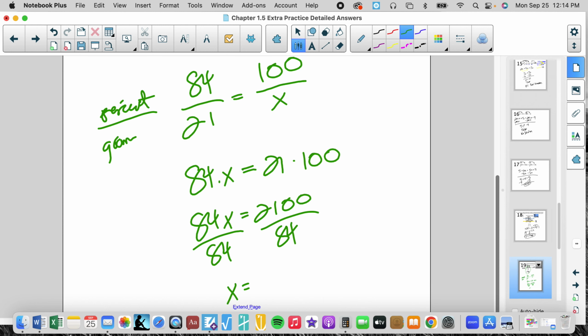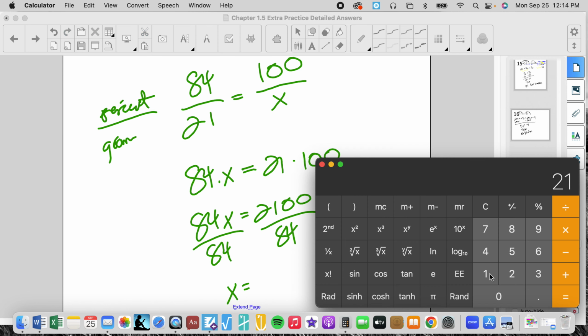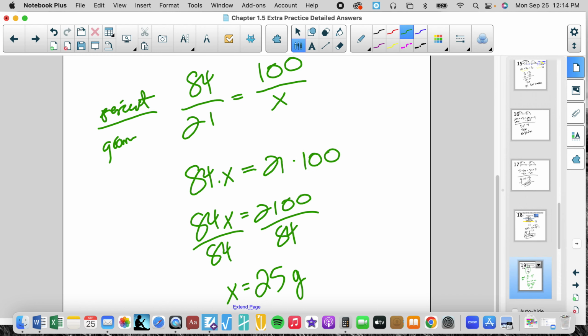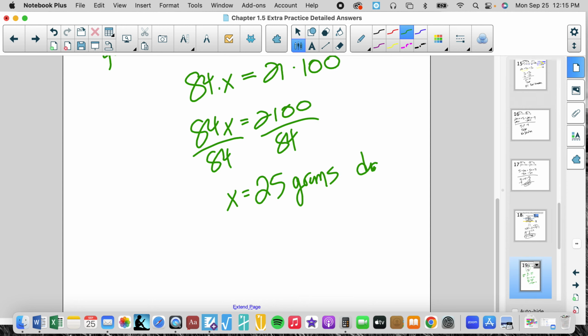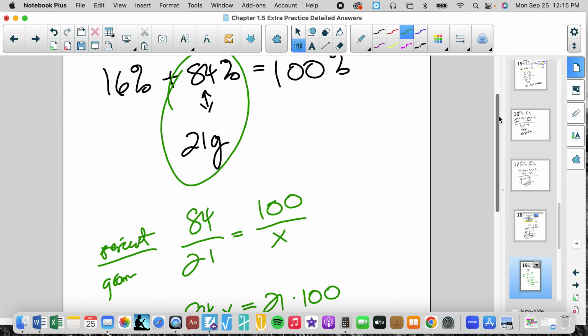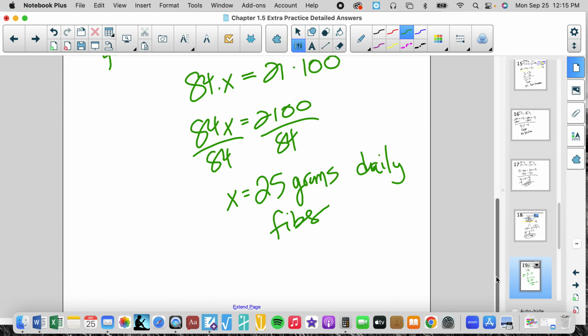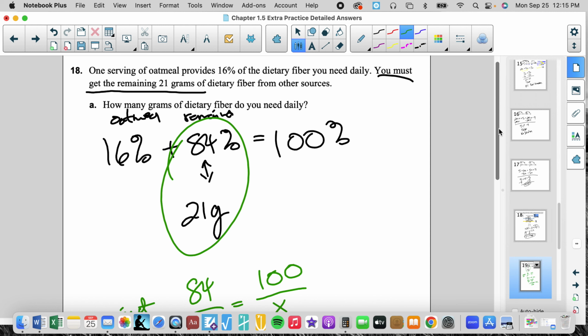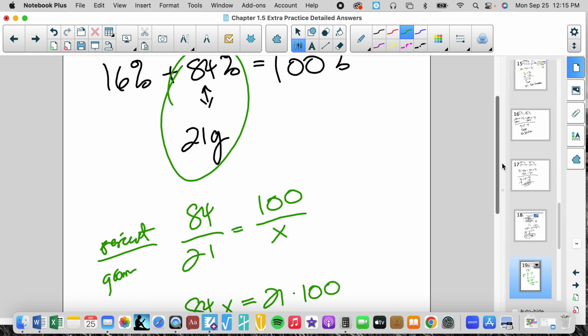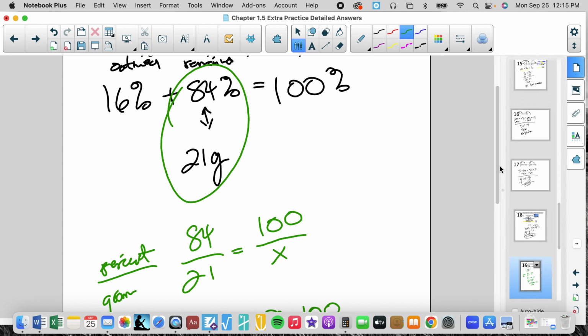That's not a number that I would know off the top of my head, so I'm going to use my calculator. There are some problems that you're just not going to know. 25. So I would need 25 grams total daily of fiber. So that's the total. 16% would be from oatmeal and 25 would be total. So that remaining would be 25 minus 16, or 19, I think. 19? Nope, not 19. 9? No. What is it?